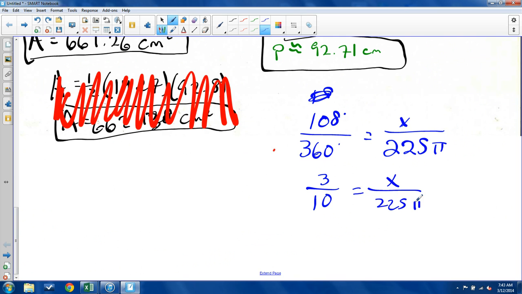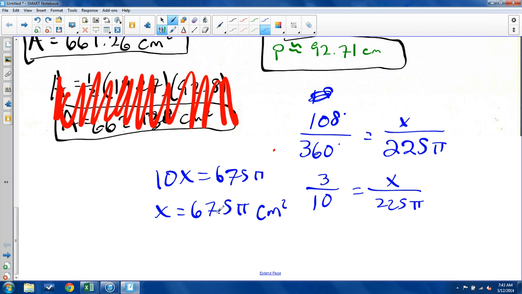Don't forget the pi if you're going to use that. Cross multiply here. We'll get 10x equals 675 pi. Divide by 10, and x is 67.5 pi square centimeters, which is a strange value. I don't like decimal and pi together, so this is a case where I wouldn't mind rounding in the end anyway. So the area of the sector, when multiplied by pi, is about, let's approximate that, 212.06 square centimeters.